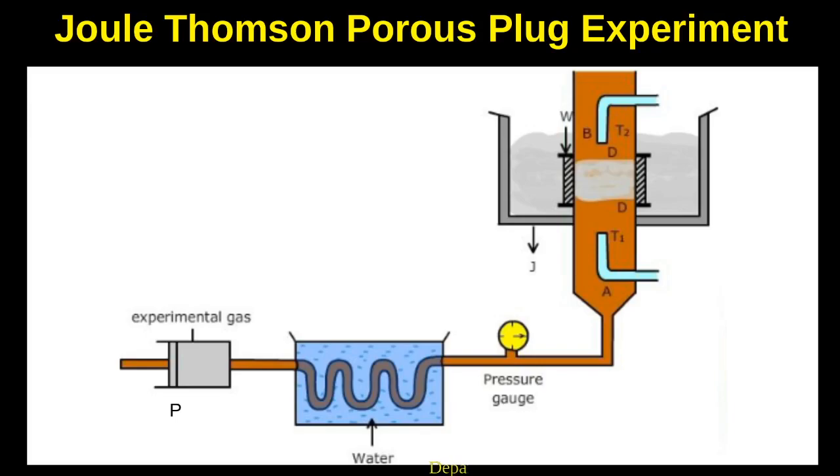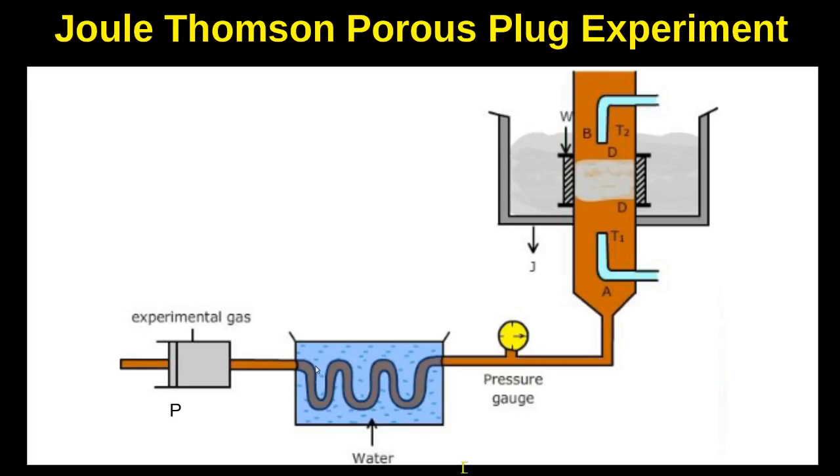Now what is the experimental procedure? By compression of the piston, the experimental gas is passed slowly and uniformly through the porous plug, keeping the pressure high. That high pressure is measured by the pressure gauge, and it remains constant, and will be read by the pressure gauge.